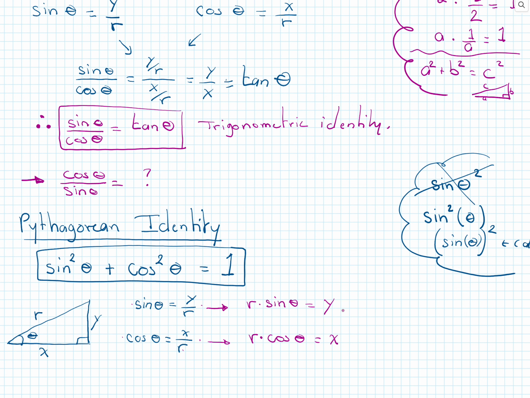Okay, now we're going to use all of that. And the Pythagorean theorem here would tell me that x squared plus y squared is equal to r squared, right? So let's translate that here. The Pythagorean theorem would tell me x squared plus y squared equals r squared.